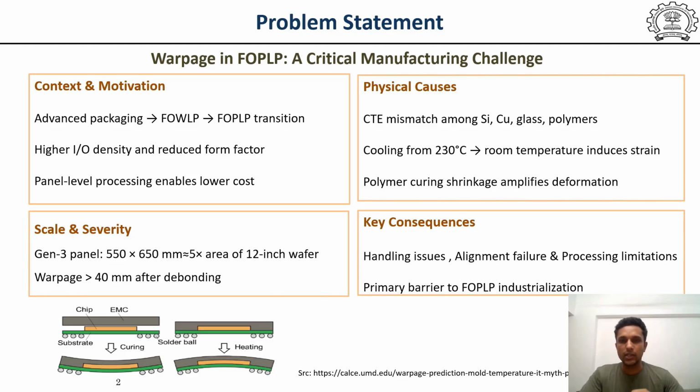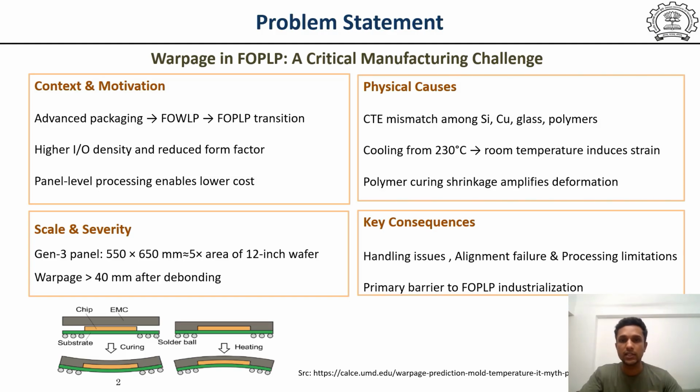Advanced semiconductor packaging is moving towards fan-out wafer-level packaging and panel-level packaging to achieve higher I/O density, smaller form factor, and lower cost. However, these technologies face a fundamental thermomechanical challenge, which is warpage. Warpage arises because of the difference in CTE among the constituent materials. We know the constituent materials are silicon, copper, maybe glass, dielectric polymers, and epoxy molding compound.